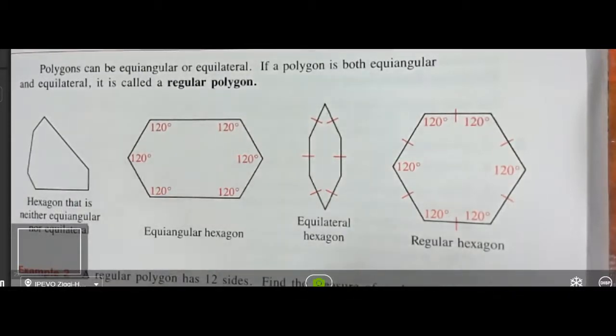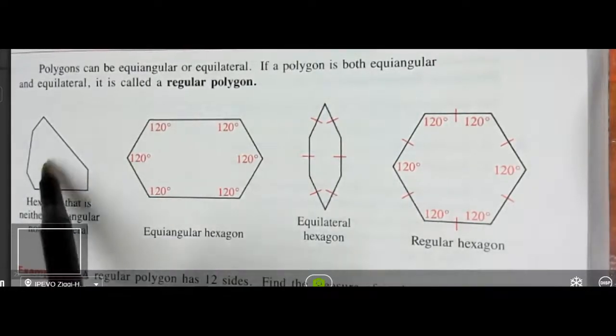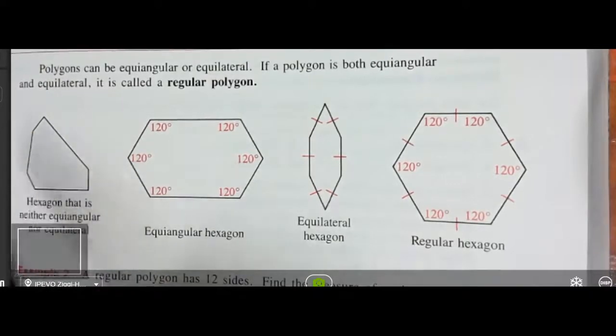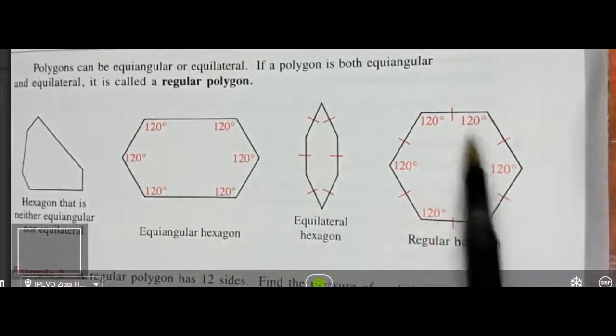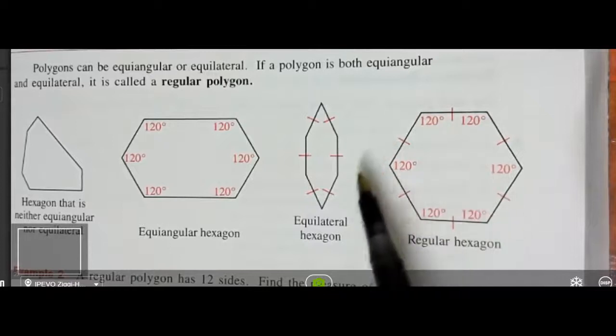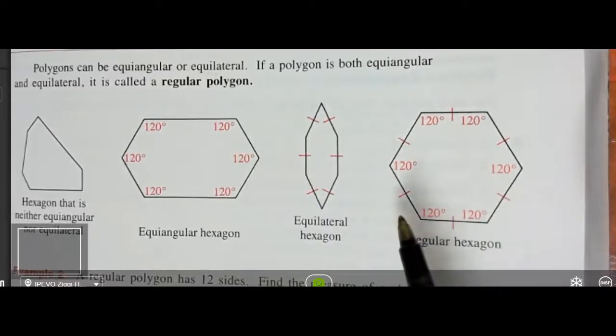A regular triangle, we know, is an equilateral triangle. So also a hexagon or a polygon can be neither equiangular nor equilateral. Okay, so regular polygons help us solve problems very easily. We are going to look at some later.